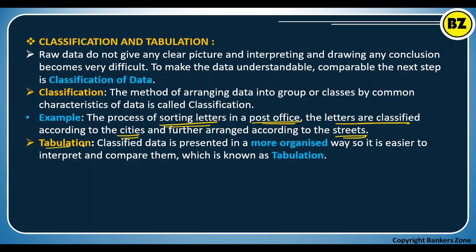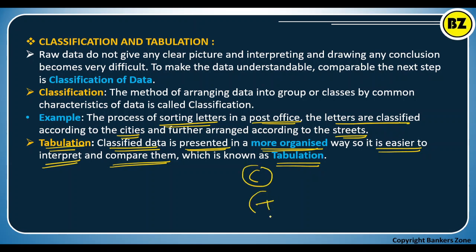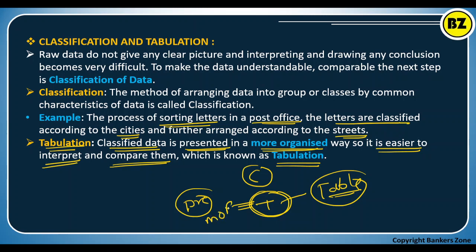Okay, now what is a tabulation? Classified data is represented in a more organized way, so it will be easier to interpret and compare the data. That is nothing but tabulation. So tabulation means first you have to classify, then you have to make a tabulation. Tabulation doesn't mean you should prepare a table. You may prepare the table, but in simple words, tabulation is the representation of the data in a more organized form.